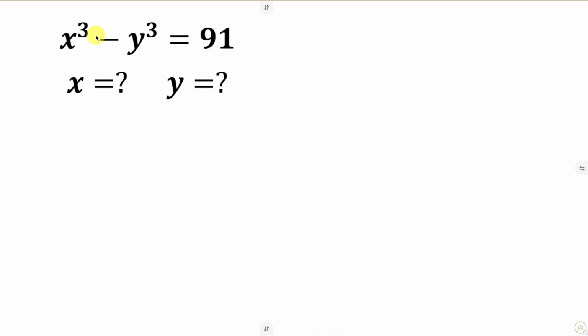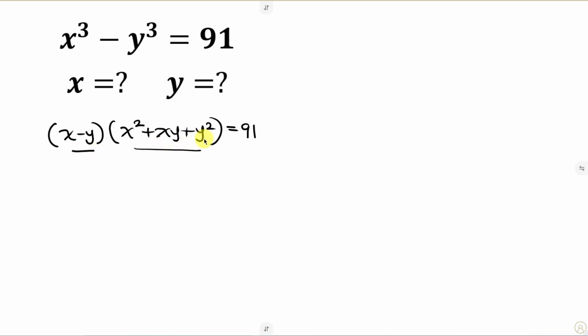We have this nice and interesting question that we're going to be solving that says find the values of x and y given that x cubed minus y cubed is equal to 91. Now notice at the left hand side, x cubed minus y cubed has an identity of x minus y times x squared plus xy plus y squared, and this is equal to 91. This means that x minus y and x squared plus xy plus y squared are a pair of integer factors of 91. So what are the pairs of integer factors of 91?